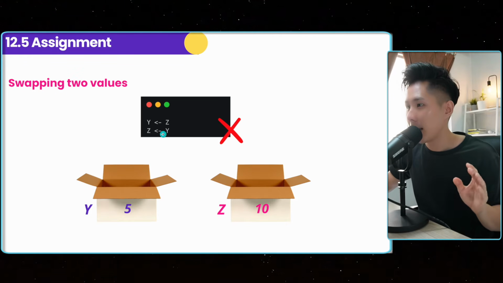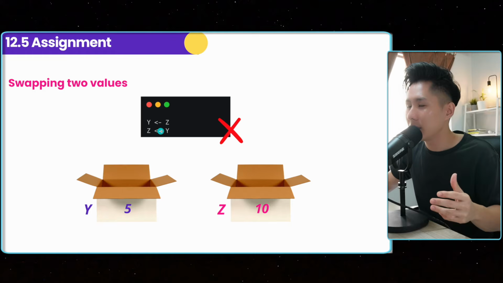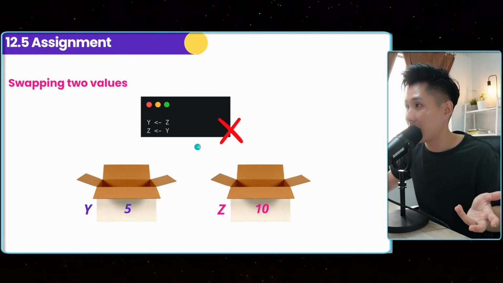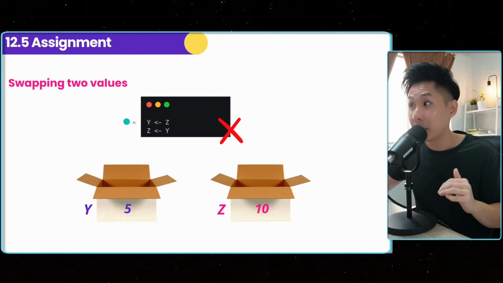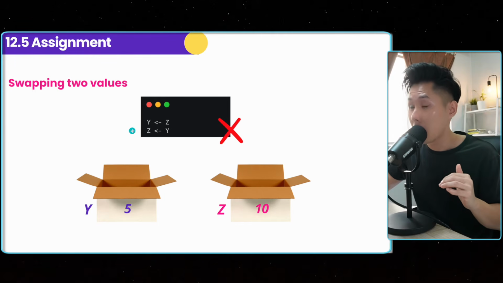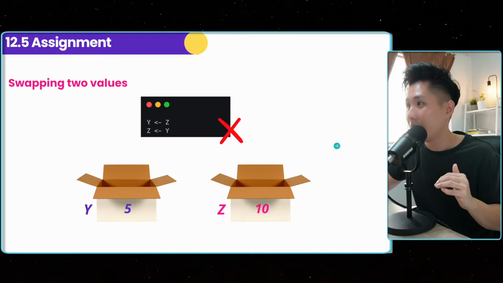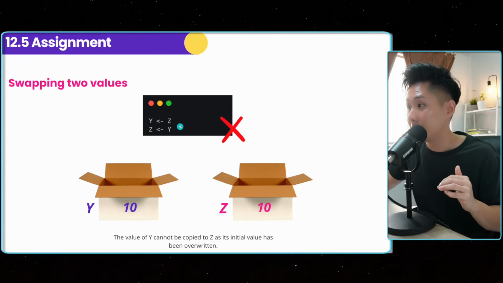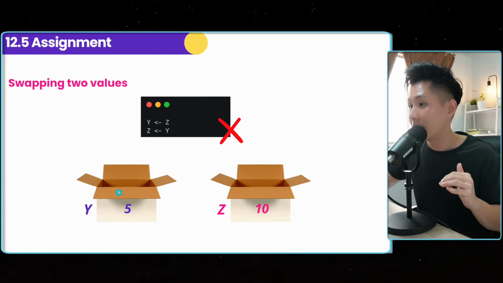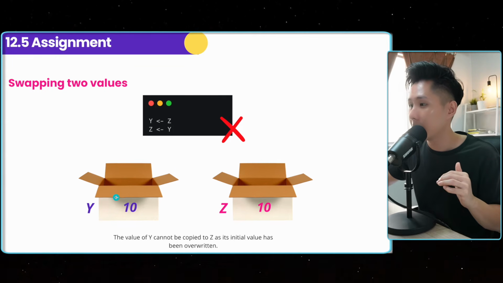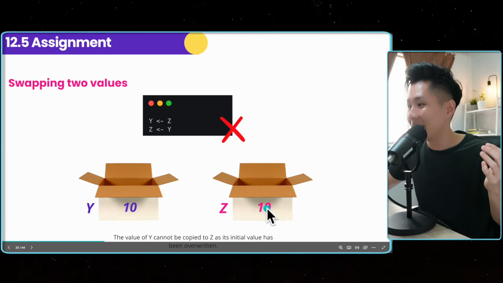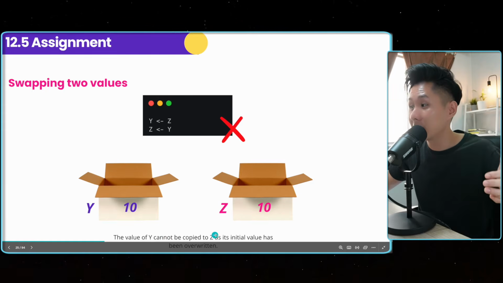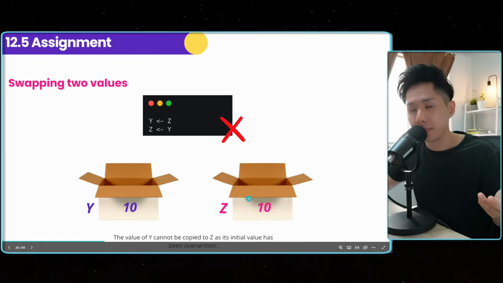At first glance, it might seem that there is nothing wrong with y to z, z to y. But remember, the computer executes instructions in a step-by-step manner. That means it executes line 1 first, and only then executes line 2. If I do y equal to z, the value of y will be whatever is inside z, meaning I'm putting 10 into y. So now both variables contain the value of z, and the value of y cannot be copied to z because its initial value has been overwritten.